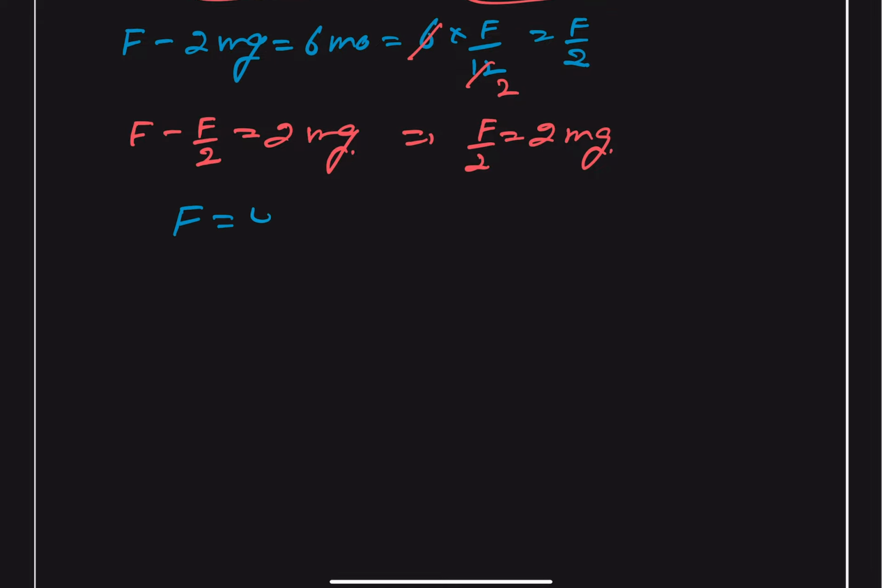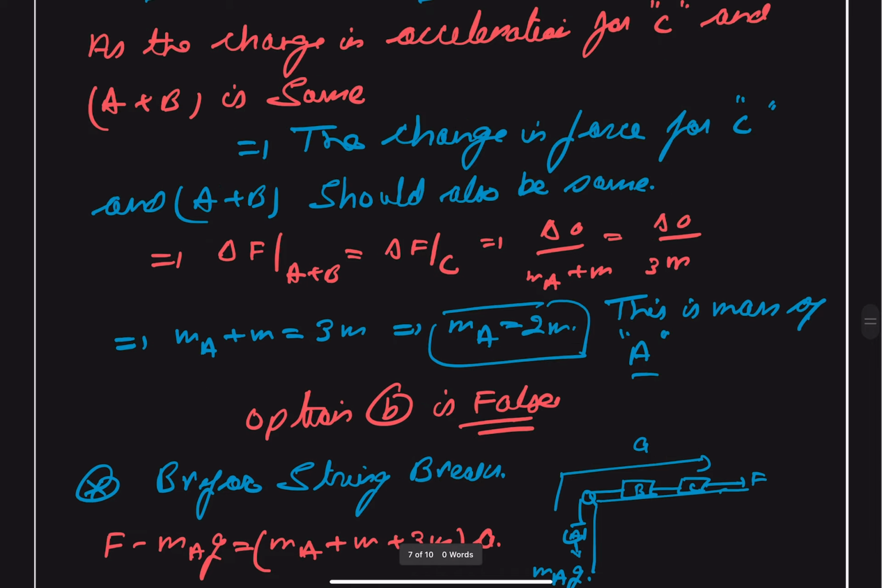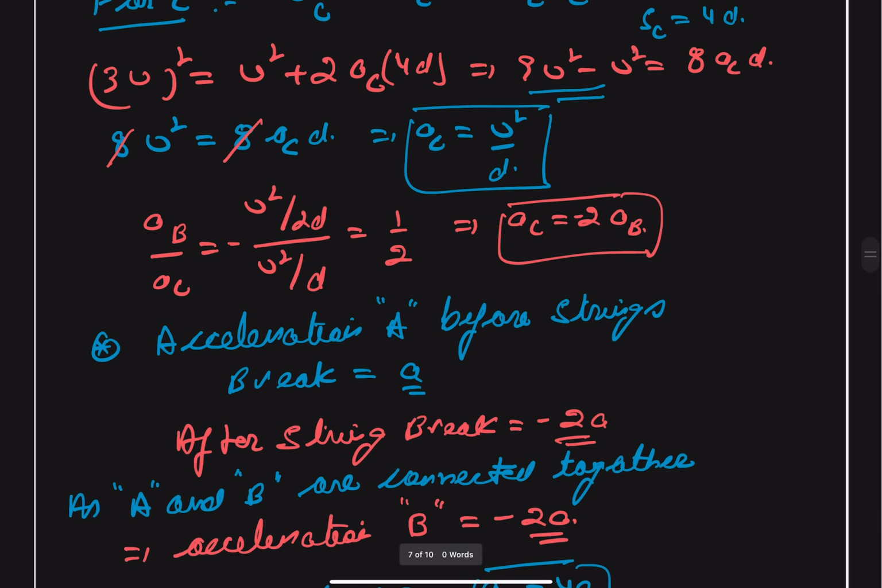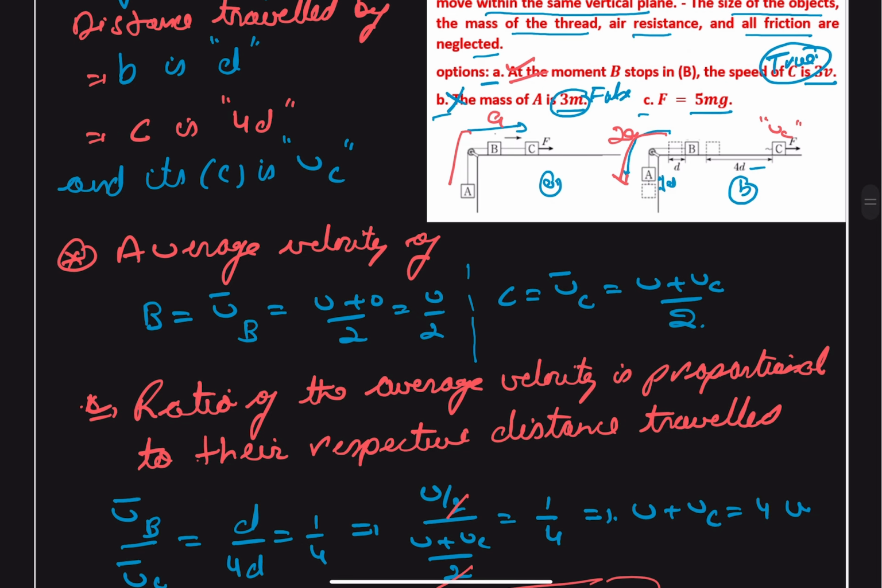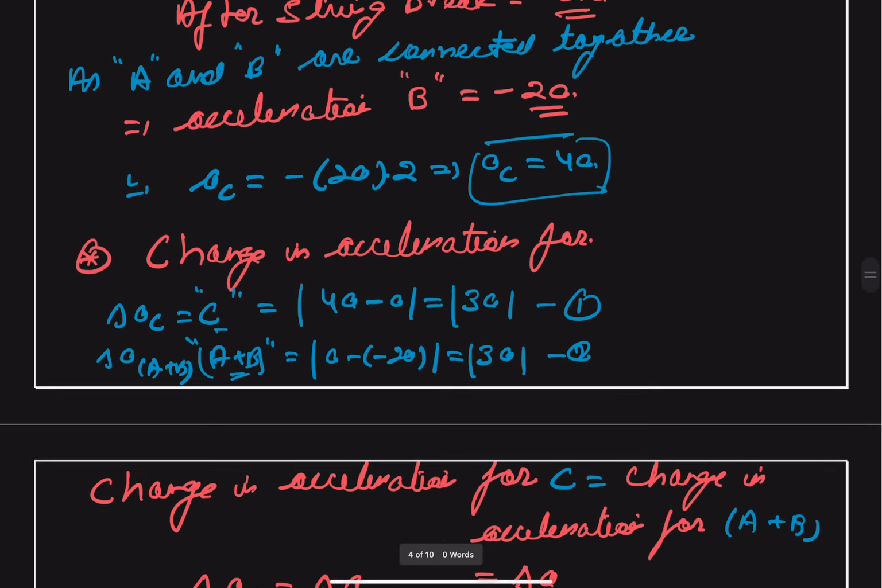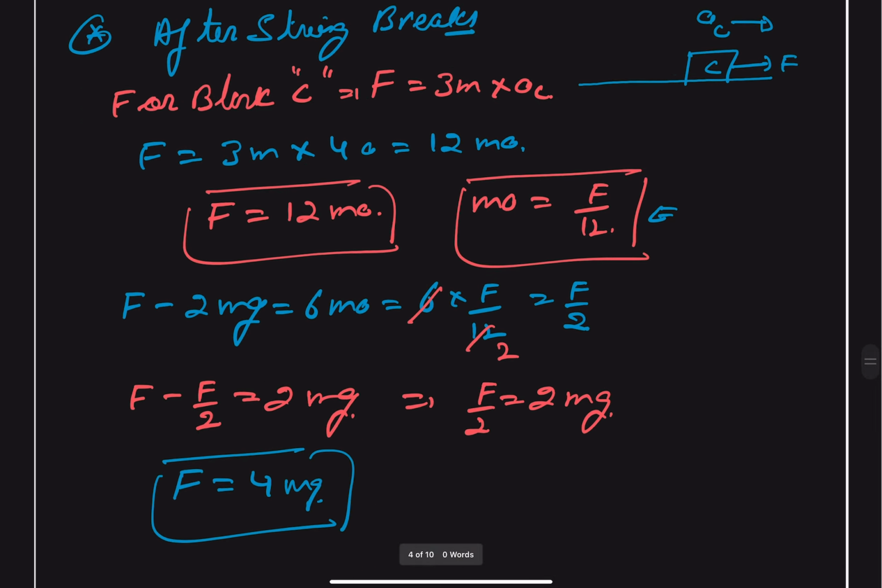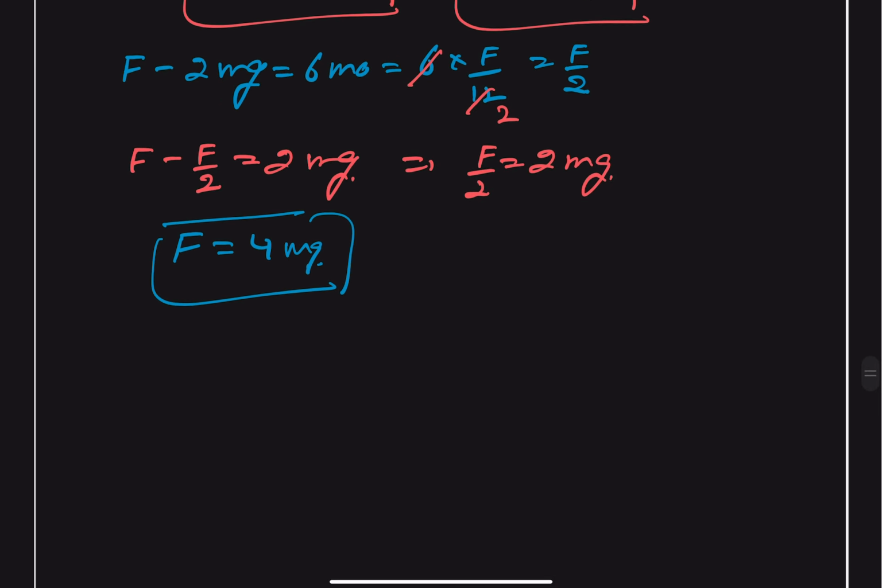So this is the value of F, and we check the options that are given to us. The options state that F is equal to 5 mg. So this option is also false. So we can say that option C is false. So this completes the question.